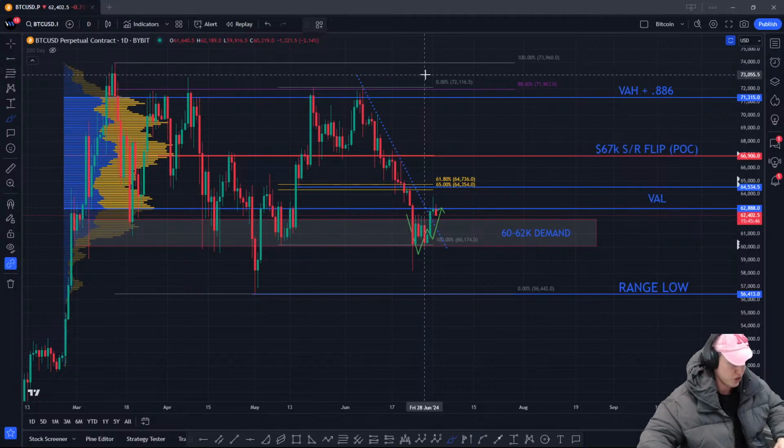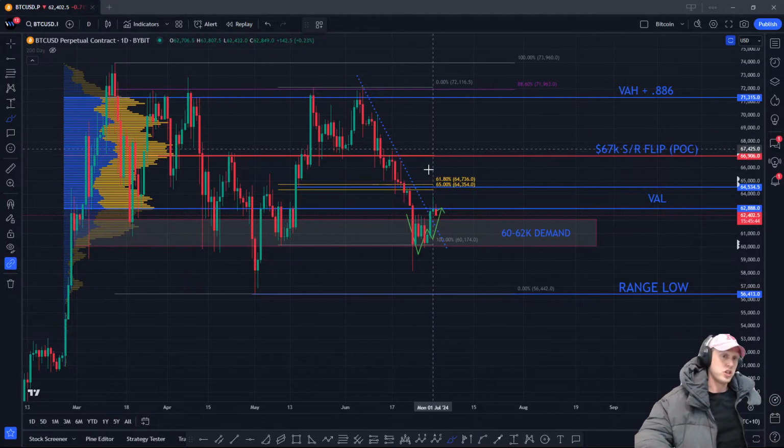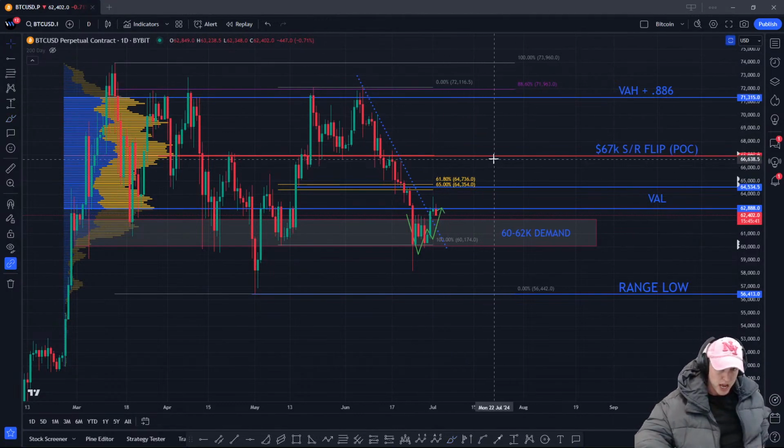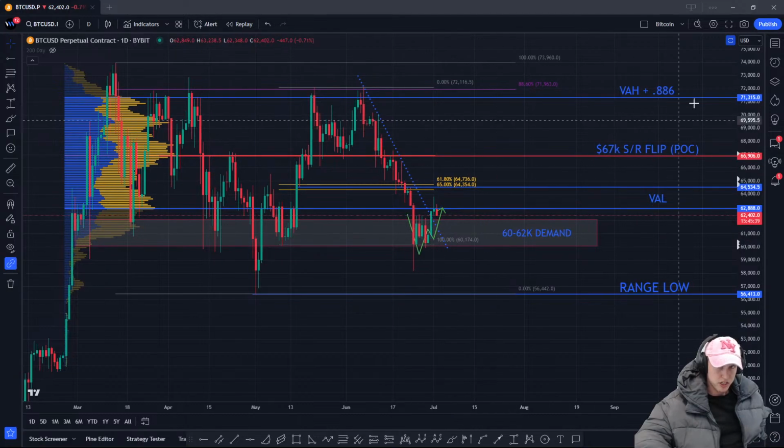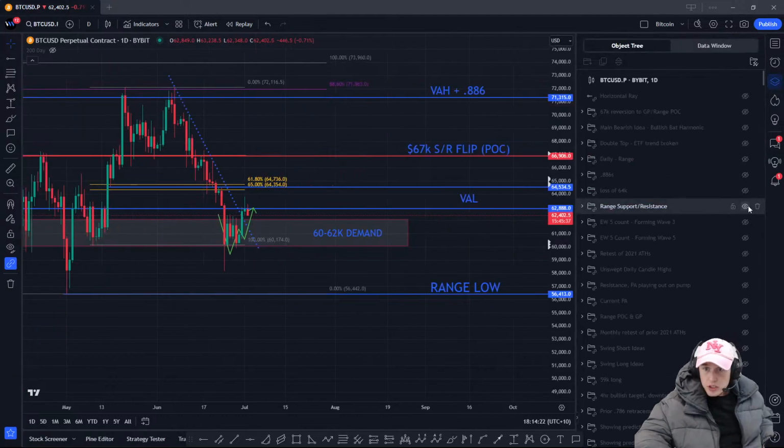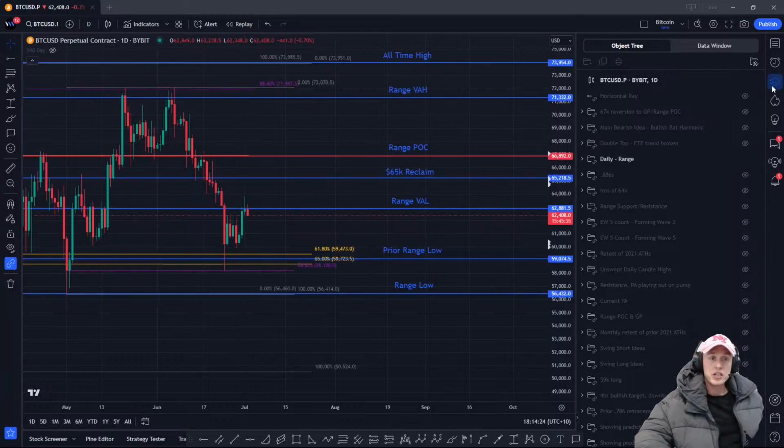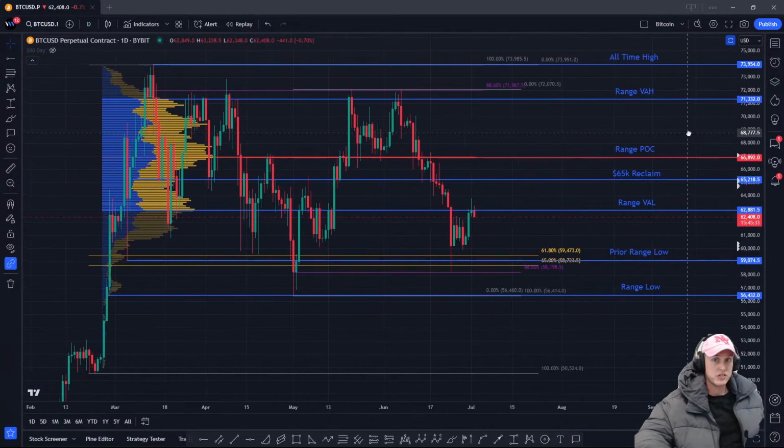Having to buy futures contracts to close the short to buy a long, so buying just gets fueled. But in any case, we've caught this 60 to 62K demand. I will just show the daily range here to show that we're currently rejecting from the VAL, which isn't great.